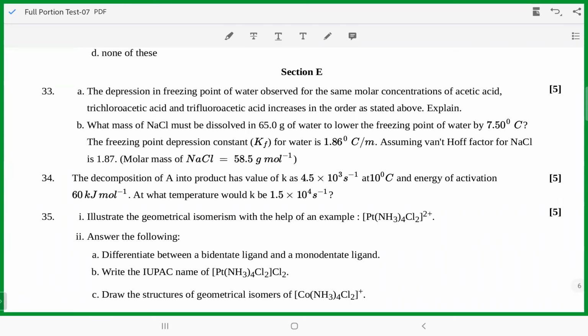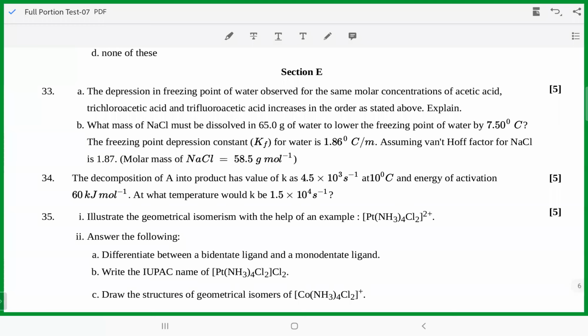So the order of depression in freezing point: the fluoroacetic acid is higher. The fluorine is more electronegative, so it causes a high electron withdrawing effect, a minus I effect. So it is the strongest acid. Hence, trifluoroacetic acid ionizes to a large extent, and acetic acid ionizes to a minimum extent.